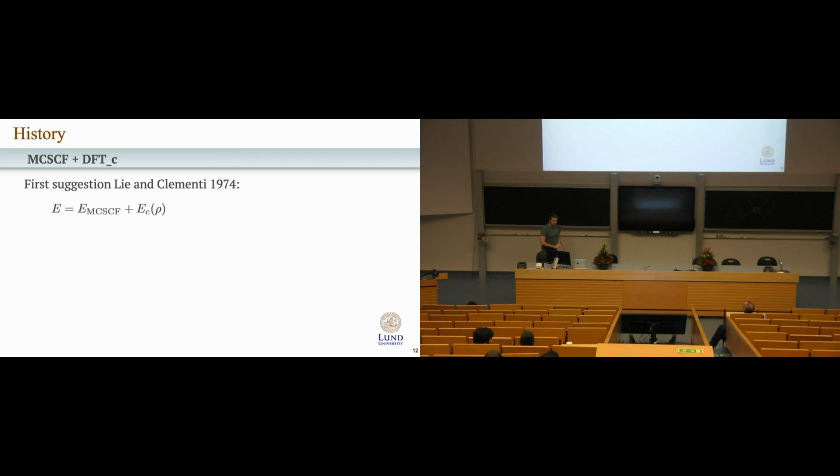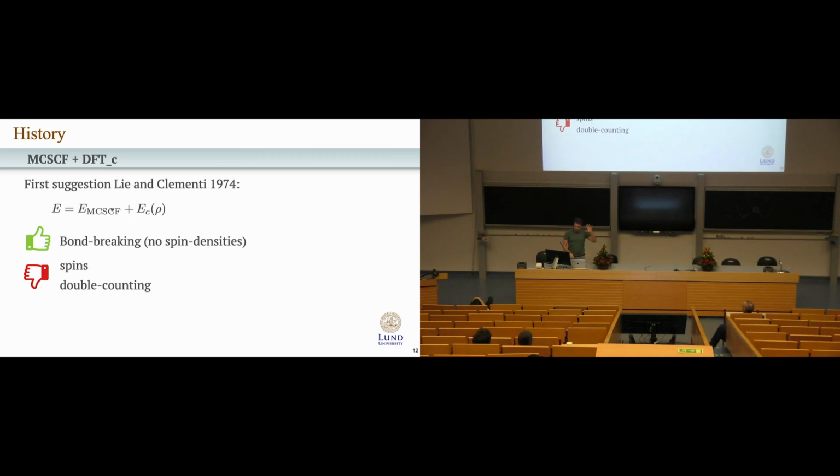So now let's go through the history very quickly. The very first suggestion was in 1974, so really nothing new here. It was simply to add to the MC-SCF energy the correlation energy from DFT. And this is very easy. It actually does bond breaking correctly because they didn't add a spin density. It was really a function of the density only. And that was really the point of this paper, to do bond breaking correctly. But it doesn't describe spin, and it has double counting.